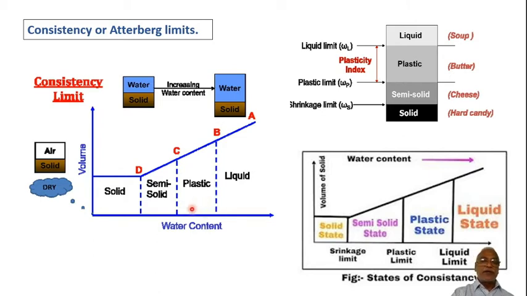Then water content decreases, then there is the limiting water content of plastic state, that is plastic limit. Further down it shrinks and then it stops shrinking. That particular water content is known as shrinkage limit. That's how you can explain.